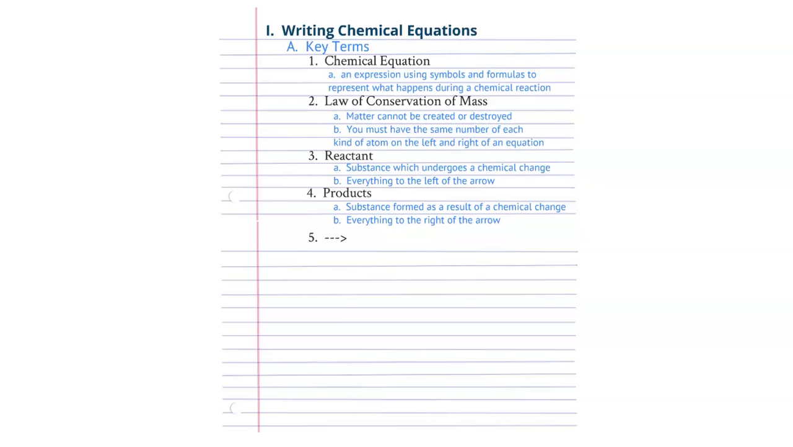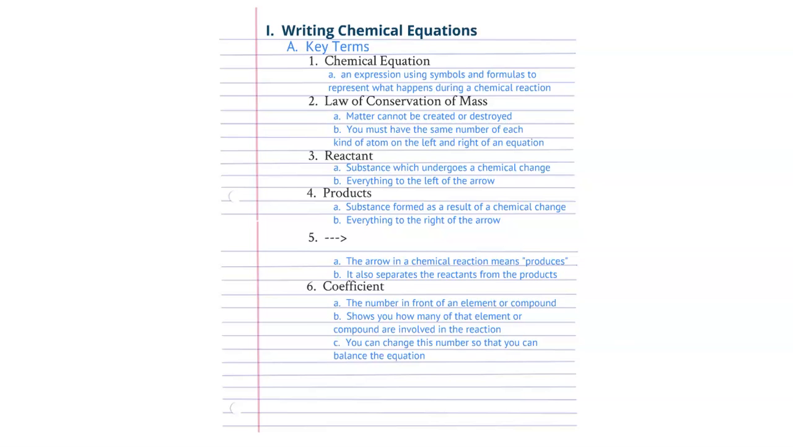The arrow is the key term. Good day for the arrow. The arrow in a chemical reaction means produces. So if I have hydrogen and oxygen on the left, hydrogen and oxygen together produce water on the right, or H2O, whatever it's going to be. It also separates the reactants from the products. So left of the arrow, reactants, right of the arrow, products.